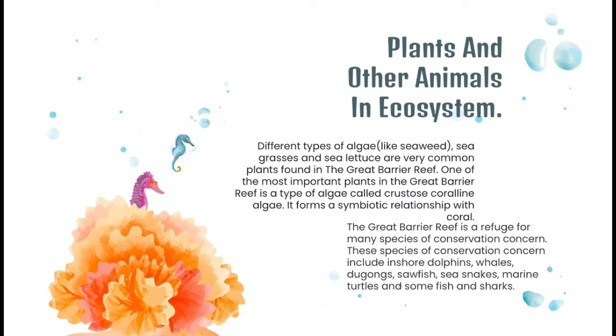Different types of algae, sea grasses, and sea lettuce are very common plants found in the Great Barrier Reef. One of the most important plants in the Great Barrier Reef is a type of algae called Crustose coralline algae. It forms a symbiotic relationship with coral.